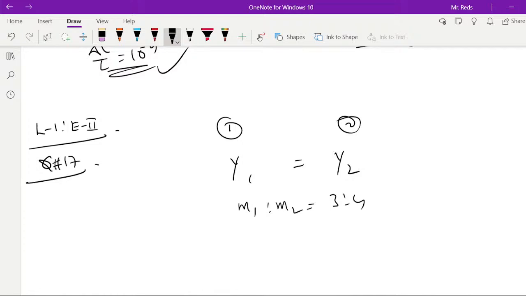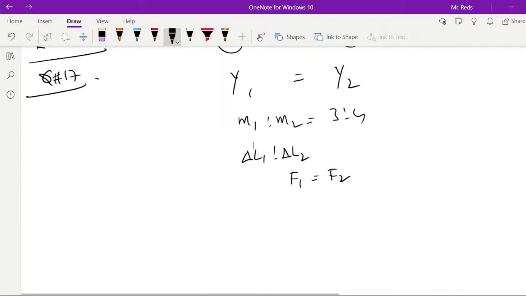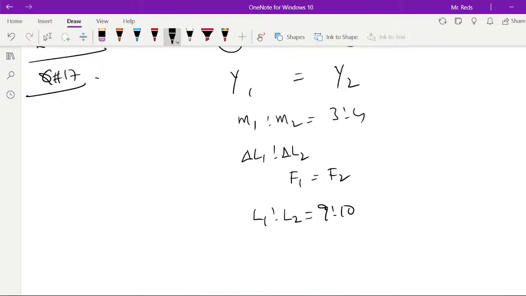The ratio of their extensions under the same load, delta L1 is to delta L2. Ratio of their extensions under the same load means F1 is equal to F2. If their lengths are in the ratio L1 is to L2 equal to 9 is to 10, what is the ratio of their extensions under the same load? The ratio of extensions is equal to what is the question?